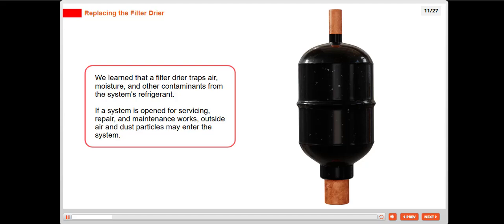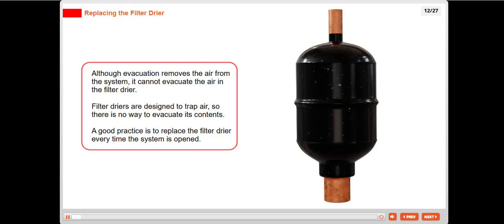We learned that a filter dryer traps air, moisture, and other contaminants from the system's refrigerant. If a system is open for servicing, repair, and maintenance works, outside air and dust particles may enter the system. Although evacuation removes the air from the system, it cannot evacuate the air in the filter dryer. Filter dryers are designed to trap air, so there is no way to evacuate its contents. A good practice is to replace the filter dryer every time the system is open.